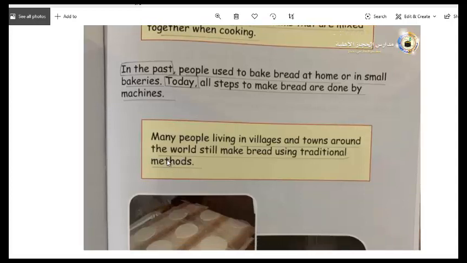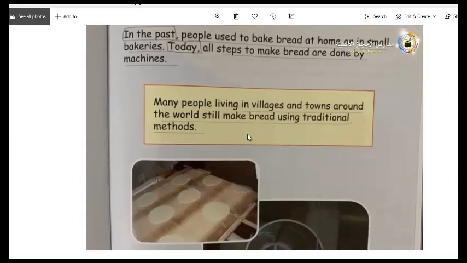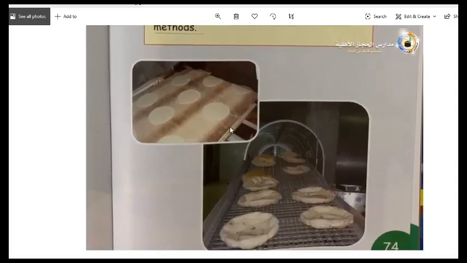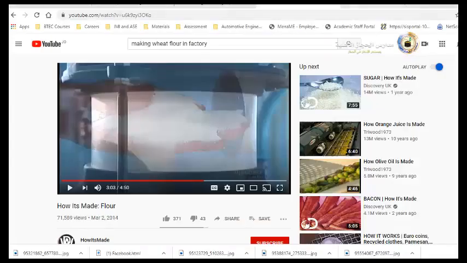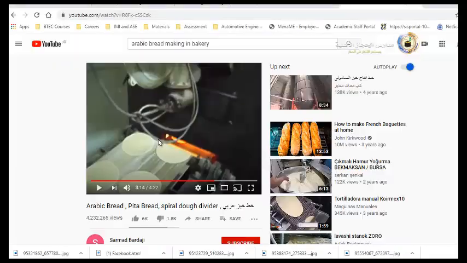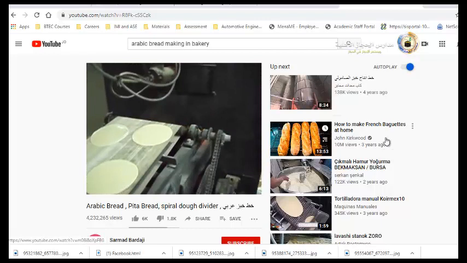Now, many people living in villages and towns around the world still make bread using traditional methods. Yani, there are people still making bread at home. Here it is. This picture is at a bakery. Let's see here our Arabic bread in factories. Have you ever gone to a bakery with your dad?